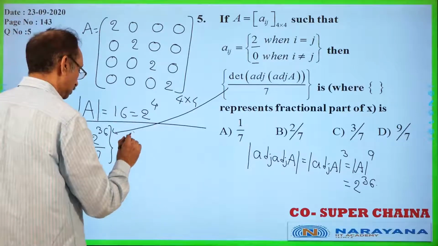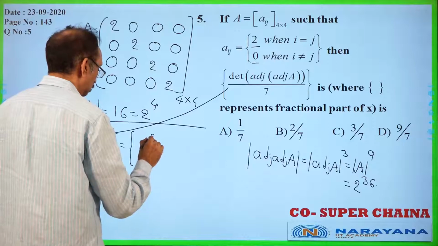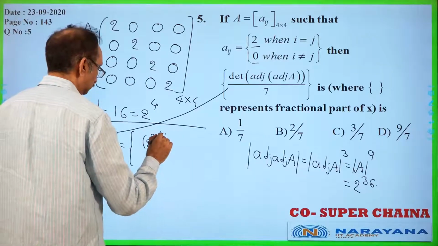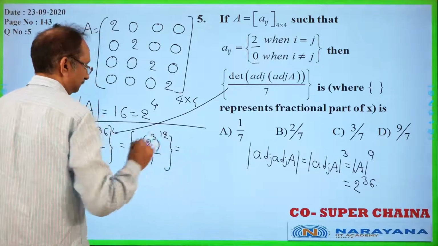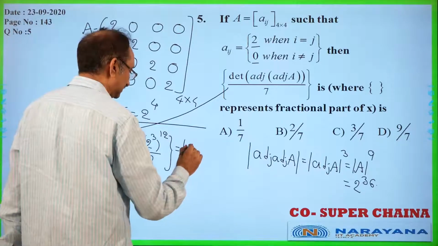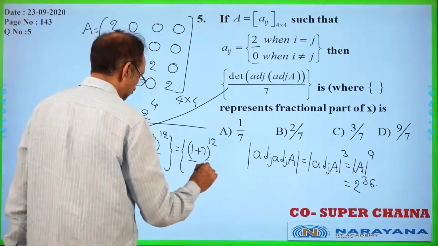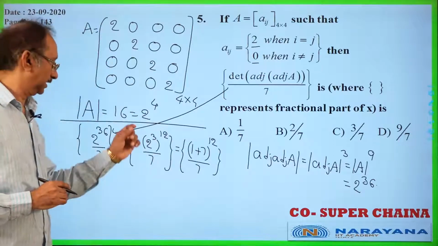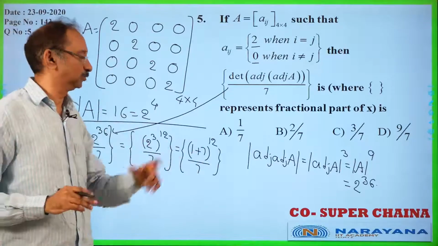So write this as 2 cube whole power 12 by 7. See, 2 cube means 8. I am writing 8 as 1 plus 7, whole power 12 by 7. So why have I written 8 as 1 plus 7? Using the expansion of 1 plus 7 whole power n.